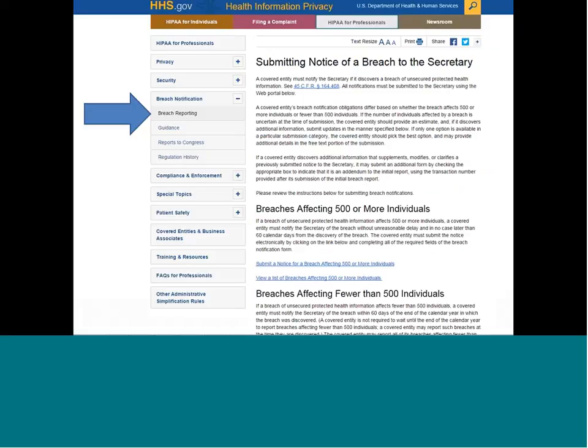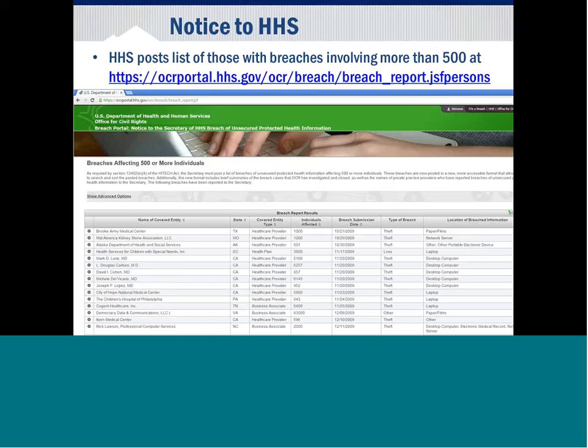You submit that notification electronically. There's a lot of detailed information that they'll ask about. You just fill out the form electronically and go ahead and submit it. If the breach involves more than 500 persons, then your name gets added to the OCR's wall of shame for all of those entities who've had breaches involving more than 500 persons.